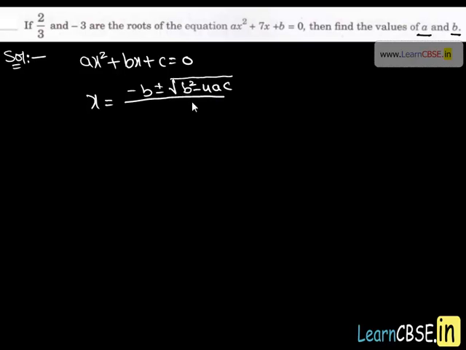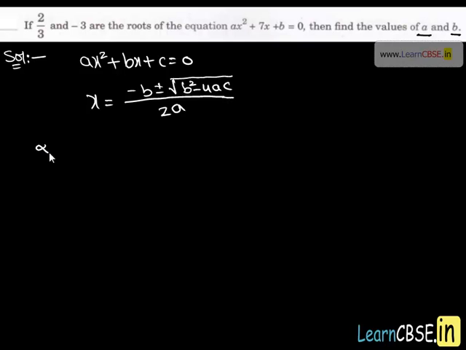Let us discuss how to frame a quadratic equation when the roots are given. We already know that a quadratic equation ax square plus bx plus c is equal to 0 has two roots, and they are given by x is equal to minus b plus or minus under root b square minus 4ac divided by 2a. Here b square minus 4ac is called the discriminant.